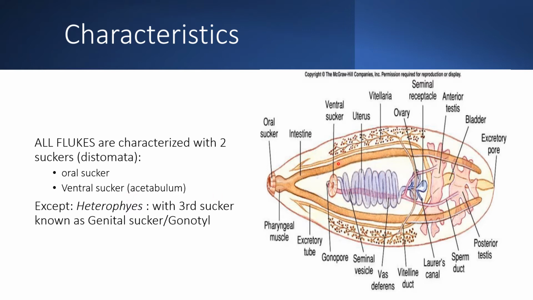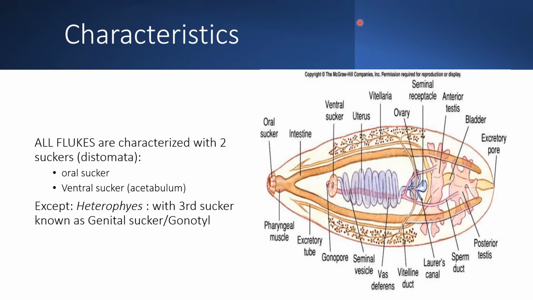The ventral sucker is synonymously known as acetabulum. Based on the picture here, we have the ventral sucker, ventrally located, and we have your oral sucker. As you can see, they are present in the middle of the adult worm, in the midline. We have an exception for Heterophyes, wherein aside from two suckers, it also has a third sucker known as the genital sucker or gonotyl.